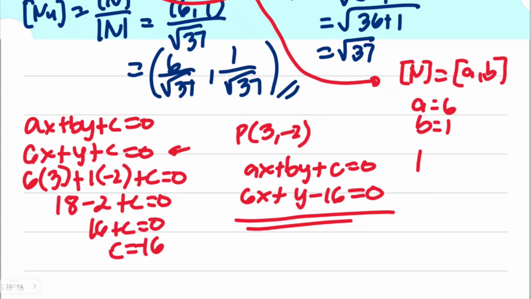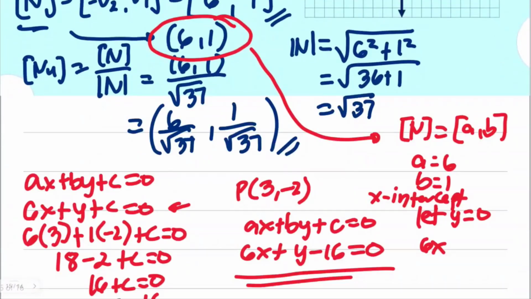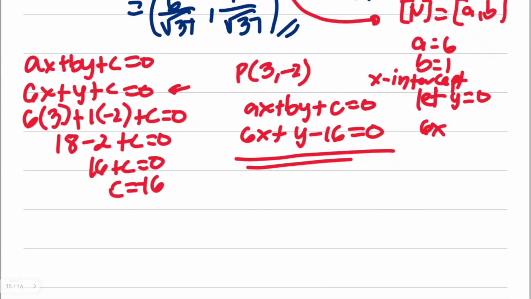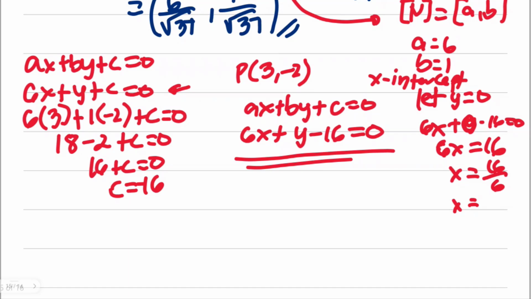So you can just simply use the x-intercept. Let y be equal to 0. That's actually for your x-intercept. Again, this is not necessarily needed. Allow me to continue. So I'm going to use 6x + y - 16 = 0. With y equal to 0, 6x is equal to positive 16. So x is 16 over 6, or 8/3. Therefore, our x-intercept is at (8/3, 0).